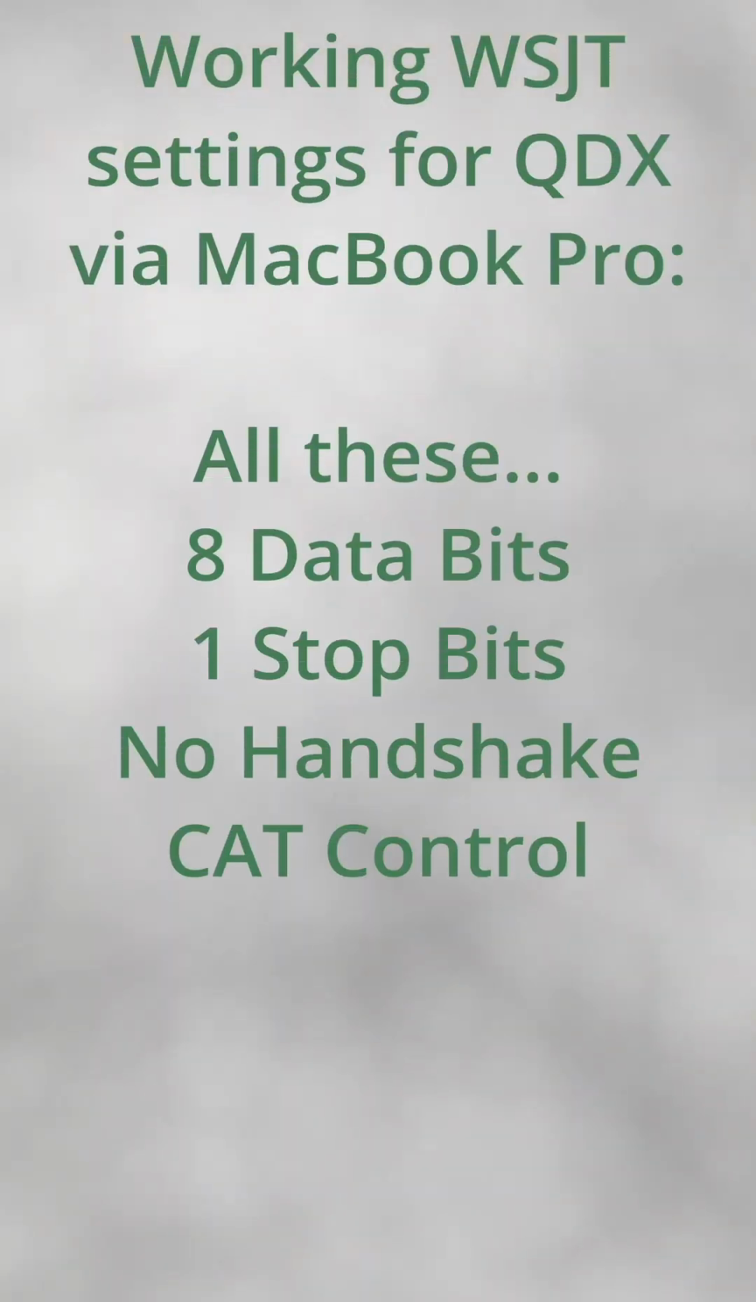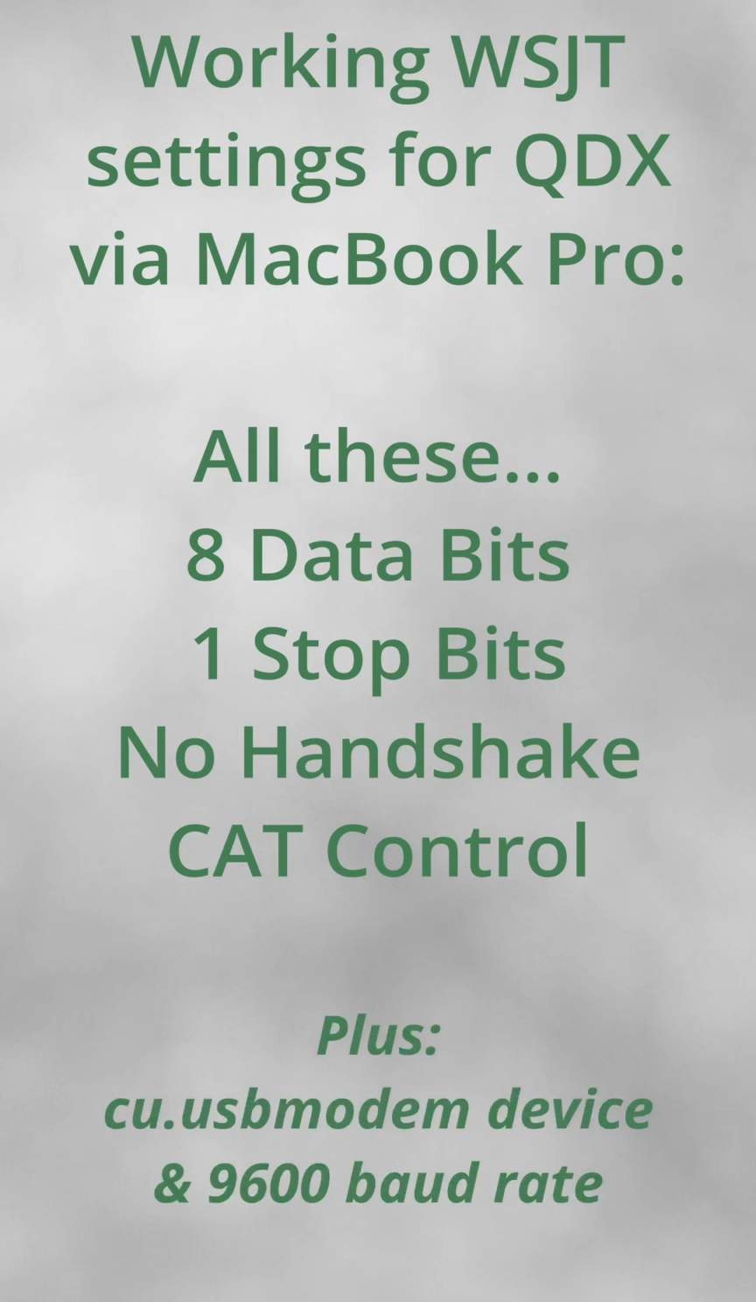So here is the magic setting: CU USB modem, baud rate 9600. And that appears to be what makes it work. We'll try calling CQ a couple of times and see what we get here. A few moments later. AD4DN, here it comes. Let's see if I can get it to work.